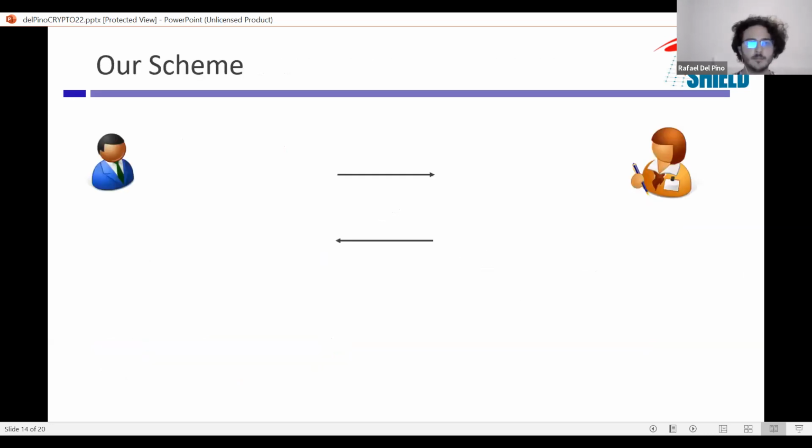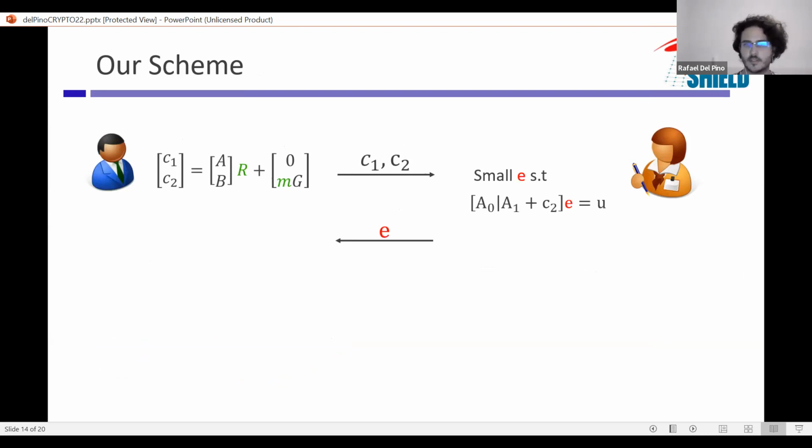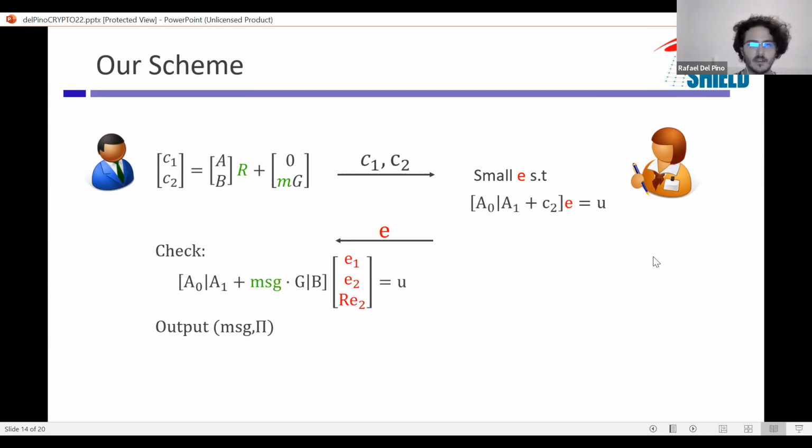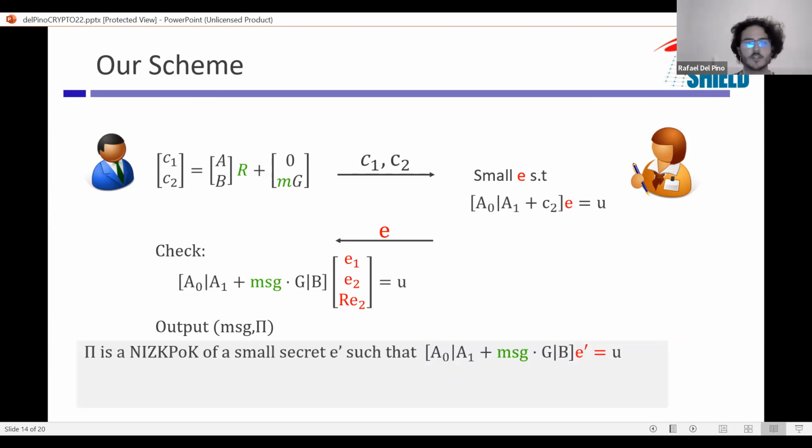So what is our scheme now? The user commits to the message, and C1 and C2 is the commitment. The server samples e such that A0, A1 plus C2 times e is equal to U, and sends e. And the user checks that the relation that I said before is valid, and then outputs just his message and a proof pi, where pi is just a non-interactive zero-knowledge proof of knowledge of a small secret e prime, such that this public matrix A0, A1 plus message times G, B times e prime is equal to U. And that is very simple and efficient.